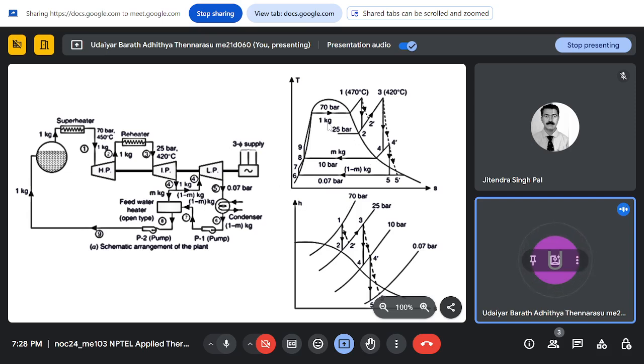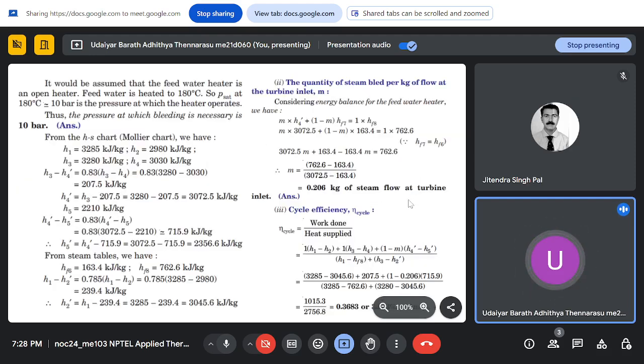So just the turbine portion is given in the HS diagram. So 1 to 2 dash is the actual process, and then 3 to 4 is the ideal in the intermediate pressure turbine, and the actual is 3 to 4 dash, and then 4 dash to 5 dash is the low pressure turbine. So we can see how to solve this.